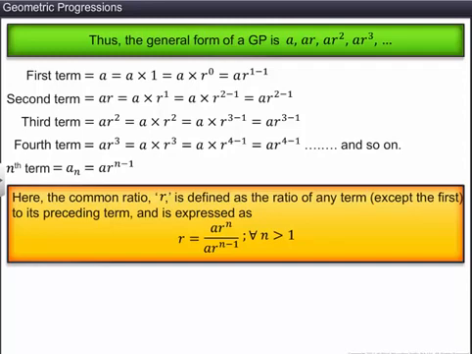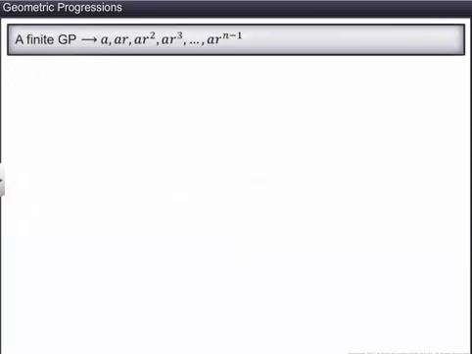A finite GP has a finite number of terms, while an infinite GP has an infinite number of terms. Correspondingly, the sum of the finite number of terms of a geometric progression is called a finite GP series, while the sum of the infinite number of terms of a geometric progression is called an infinite GP series.